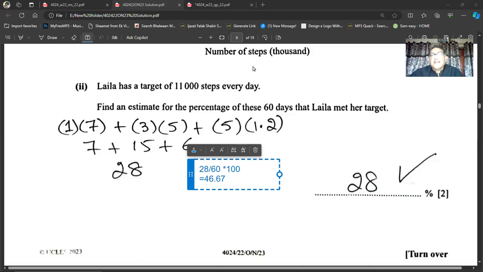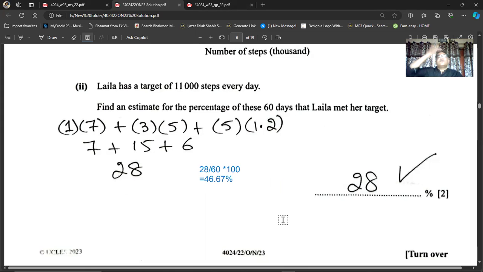Sorry, something happened with the internet. That's why the recording stopped. So 46.67 percent. Okay, so this is the answer, and I hope you understand. When I wrote the solution, I by mistake wrote 28 only. So that is 46.67%.